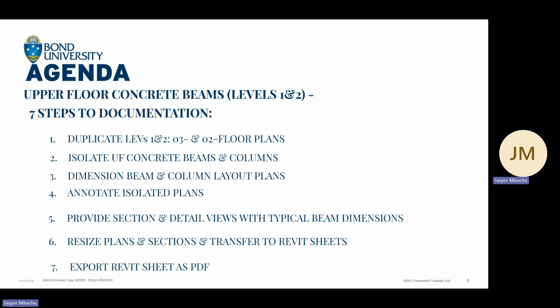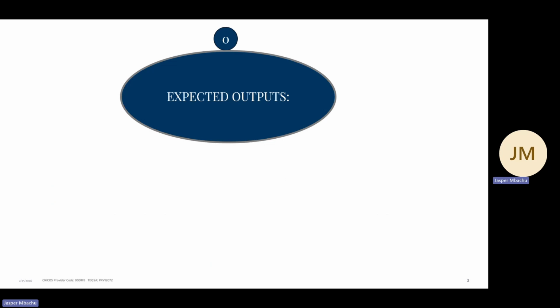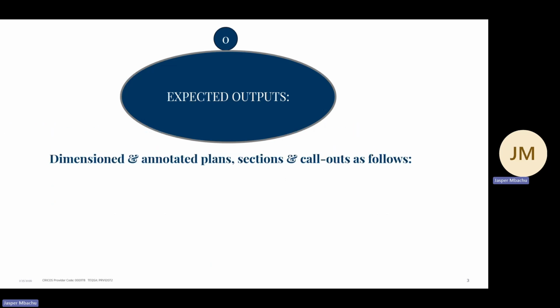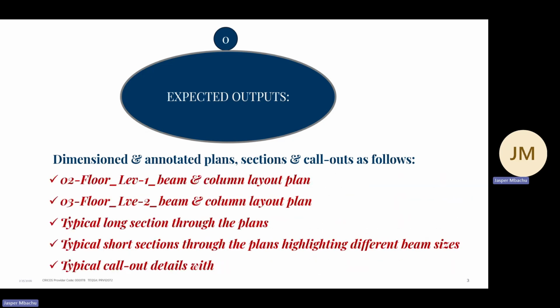And then we'll provide the section and detailed views with typical beam dimensions. We resize the plans and the sections and then transfer them to Revit sheets and export them as PDF to complete the documentations. So those will comprise what we're going to finalize as we have been doing before. The expected outputs will be the dimensioned and annotated plan sections and callouts of these 5 documentation at the least.